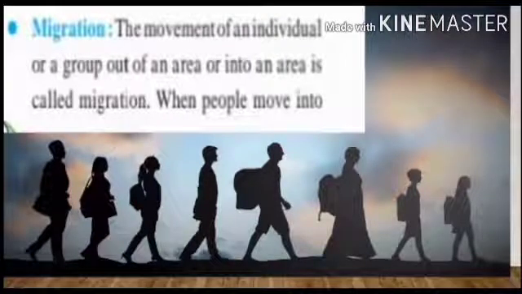Migration. The movement of an individual or a group out of an area or into an area is called migration. Yes, children? Migration means movement of people from one place to another in search of employment, education, or for residential purpose. This migration is also of two types: in migration and out migration. Okay, how many types are there? Two types of migration: in migration and out migration.